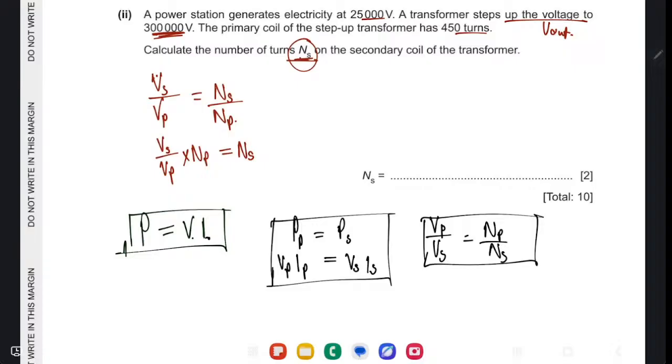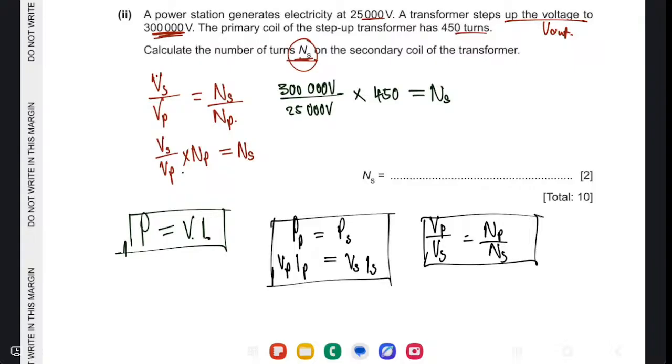Now, what is the voltage at the secondary, which means the output voltage? It is 300,000 volts, divided by voltage at the primary, 25,000 volts, times the number of turns, 450 turns. This would give us Ns. You're just substituting. Then you get your answer.